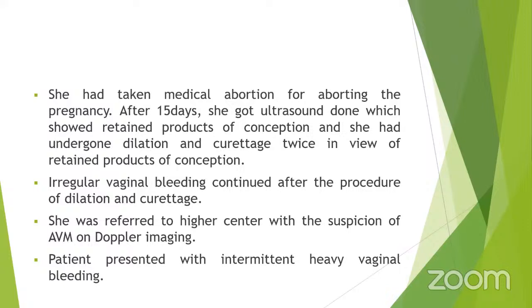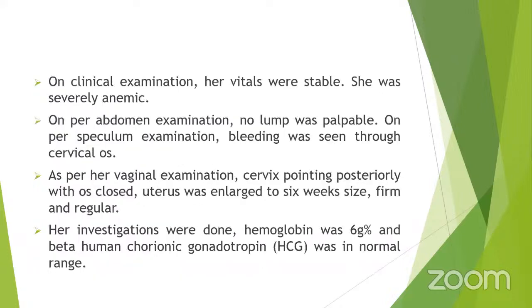Irregular vaginal bleeding continued even after the procedure. She was referred to a higher center with a suspicion of arteriovenous malformation on Doppler imaging. Patient presented with intermittent heavy vaginal bleeding. On clinical examination, her vitals were stable. She was severely anemic. On per abdomen examination, there was no lump palpable. On per speculum, bleeding was seen through the os. On vaginal examination, cervix pointed posteriorly with os closed. Uterus was enlarged to 6 weeks size, firm and regular.